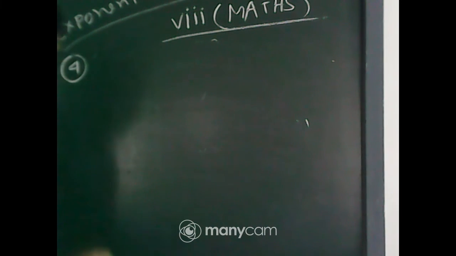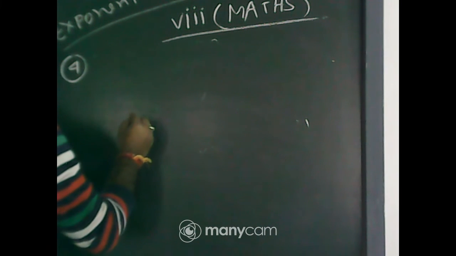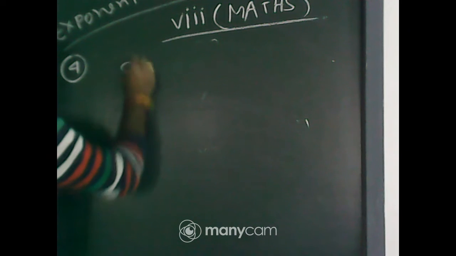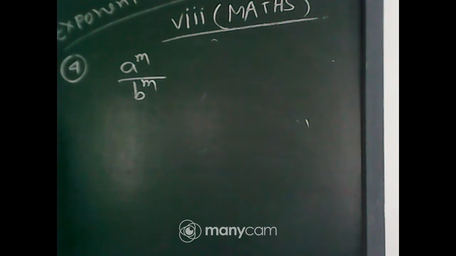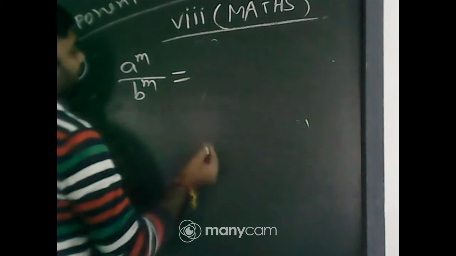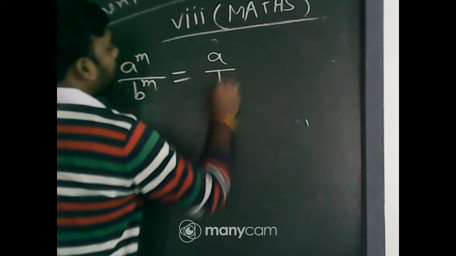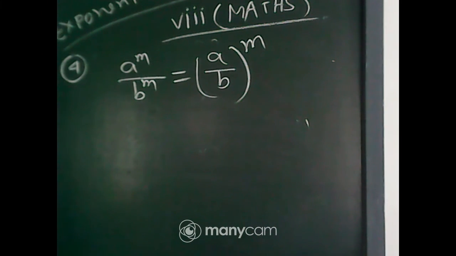Formula number 4, that is a to the power m by b to the power m. I have written a to the power m by b to the power m. So powers are same but bases are not same. In this case you can express it like a by b whole to the power m. Okay, a by b whole to the power m, you can express it.